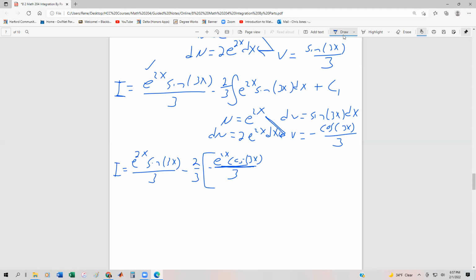And that should be a fraction bar. And then minus v du. So now be careful, lots of minus signs. So minus the integral of, we have 2/3 e to the 2x dx cos 3x. Okay, so that's going to turn into 2e to the 2x cos 3x divided by 3 dx. And we have a plus c2.